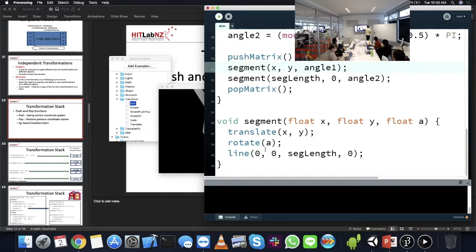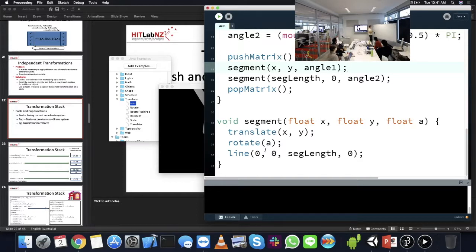So our next thing is we're going to move by seg length in the x direction and 0 in the y direction. So keeping in mind that the x direction now points down this way, we're going to move down seg length in the x direction and 0 in the y direction. And then we're going to rotate around some amount such that y now points that direction and x points that direction. And then we're going to draw our second line.